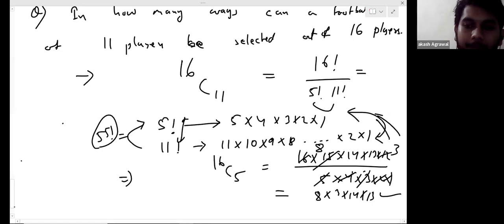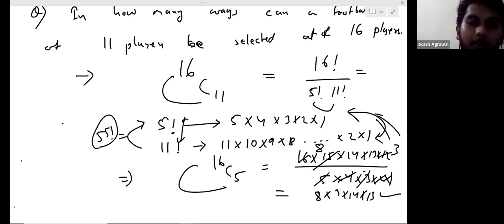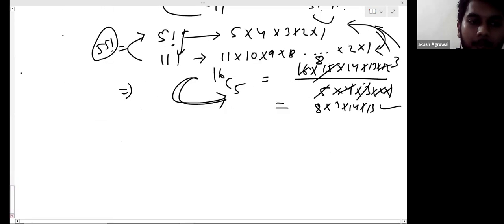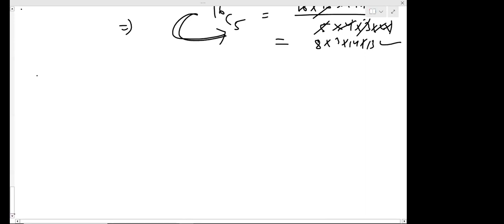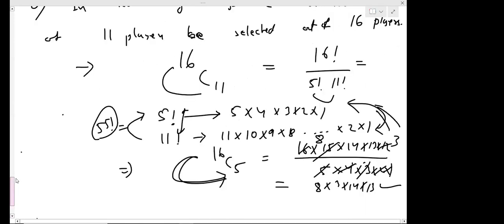So can we use the short trick which you gave, nCr equals nC(n minus r)? Yes, that is what I did, right? 16C11, I wrote 16C5. Okay, clear everyone? Yes, sir. Okay, so can you scroll down.